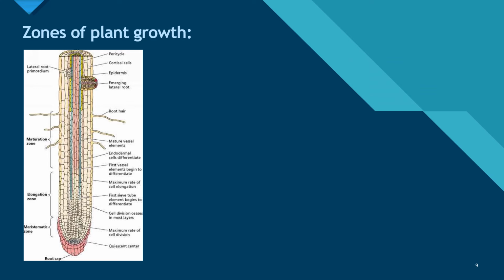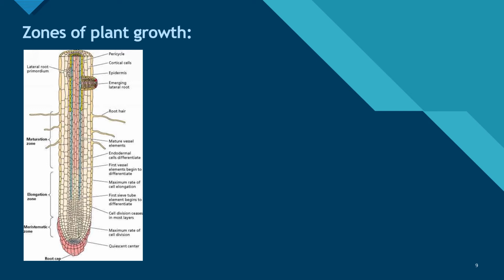Now we have our zones of growth. So it breaks down into three main ones: meristematic zone, elongation zone, and maturation zone. The meristematic zone is where the cells divide both in the direction of the root base to form cells that will become the functional root, and in the direction of the root apex to form the root cap.